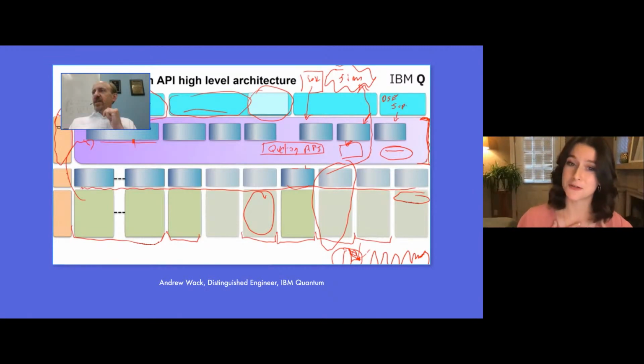Like my go-to teacher, Andrew Wack, who's a distinguished engineer on IBM Quantum, who, over the years has spent hours of time with me, but on this particular instance, spent almost 4 hours over 2 days taking me through the entire quantum computing stack.